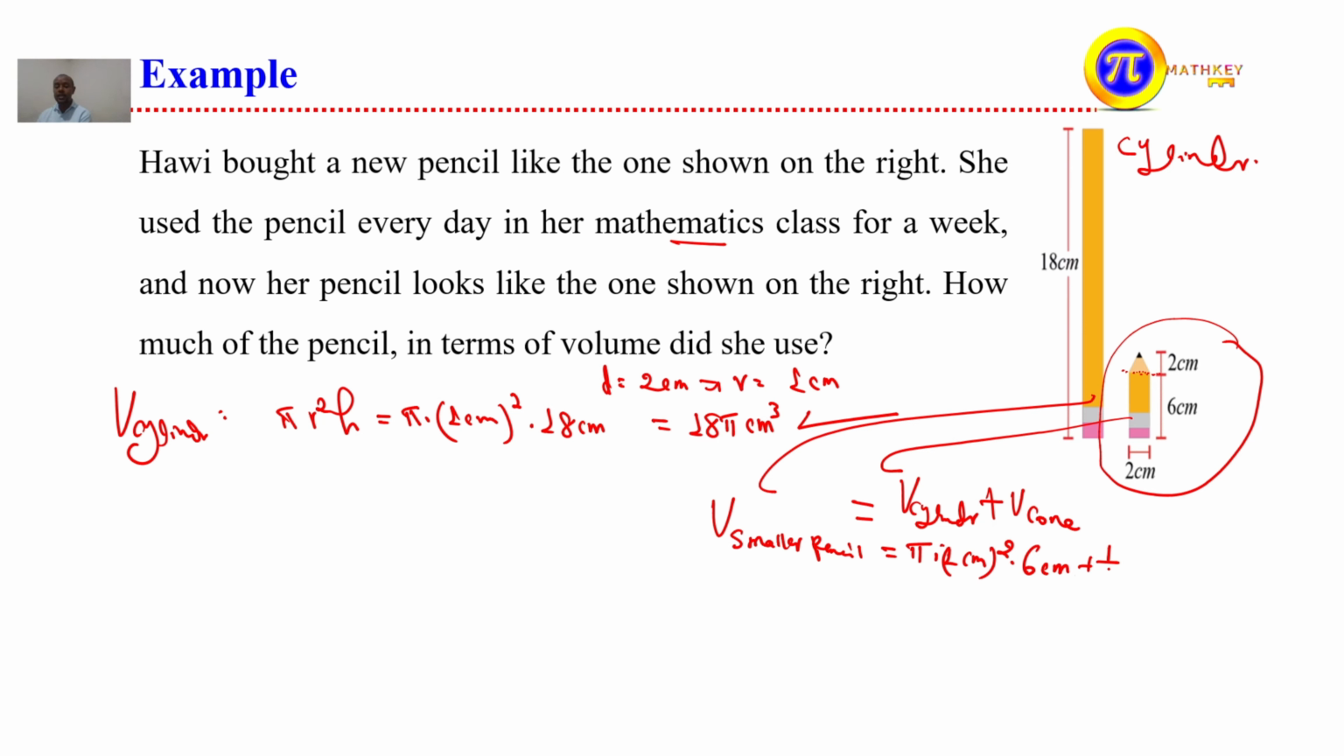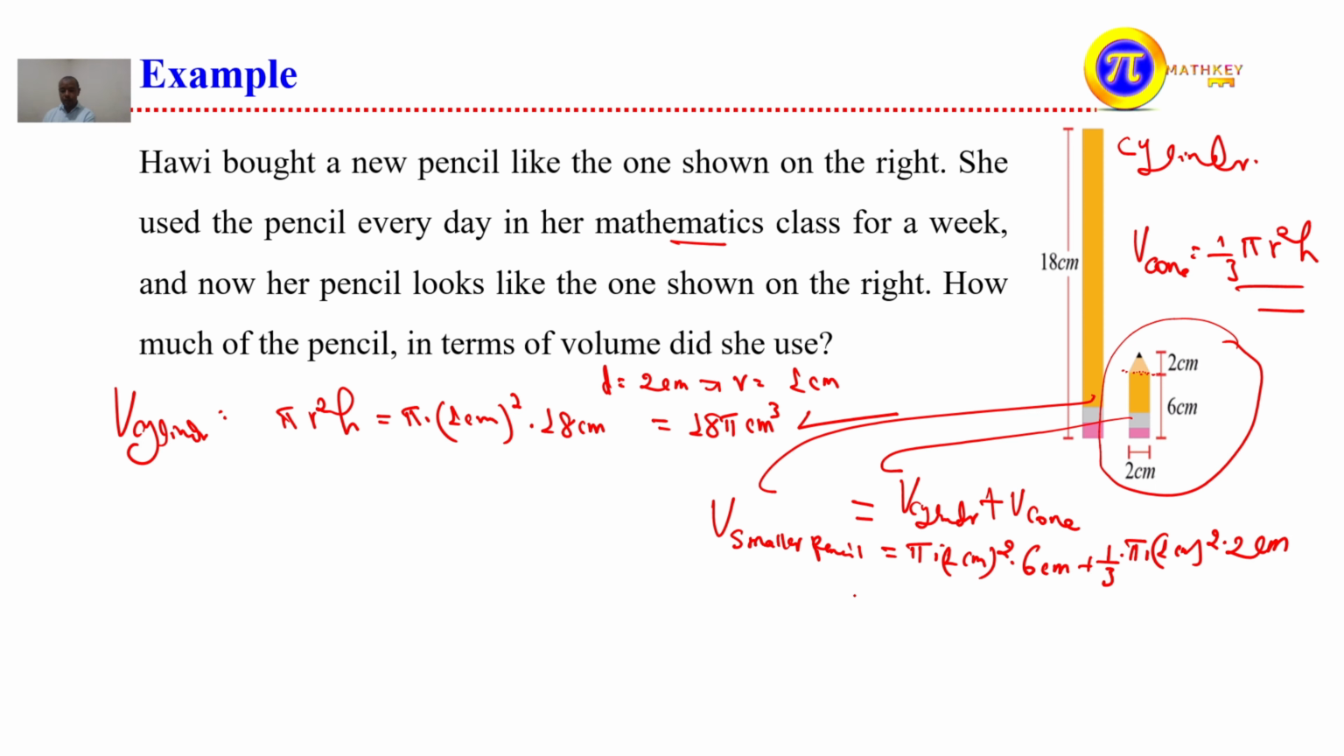This is 1/3 of the base area, that means pi r squared, the same 1 centimeter squared. The height of this cone is what? That is 2 centimeters. We have to take the height 2 centimeters. We have to apply this one. Volume of cone equals 1/3 pi r squared times what? H. You have to apply this formula.